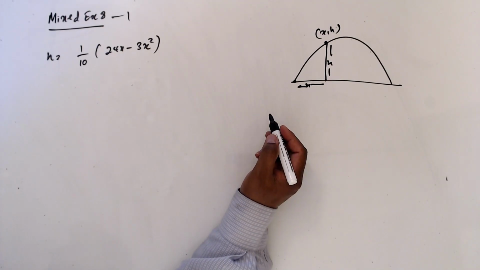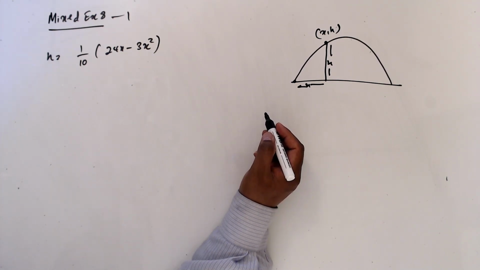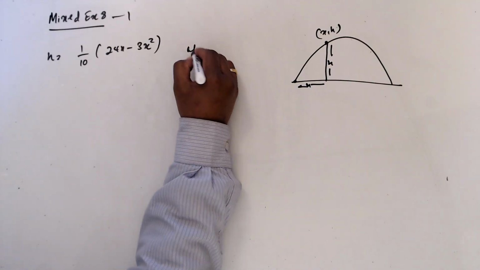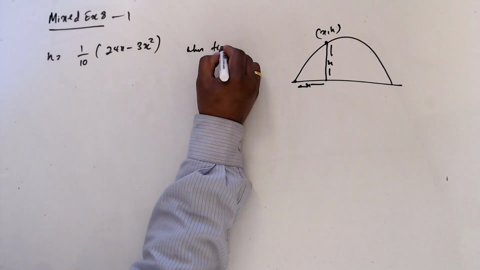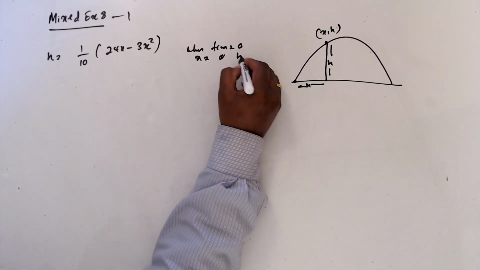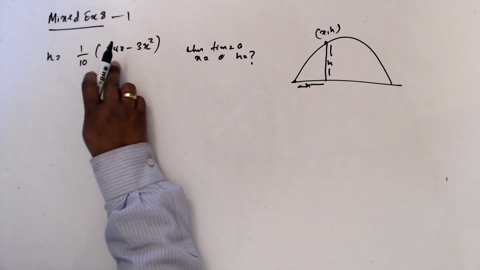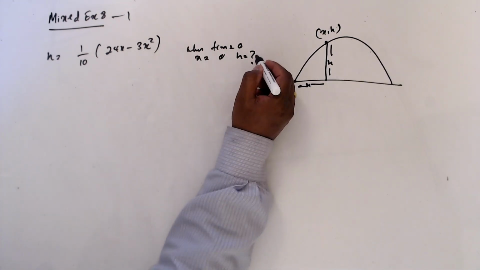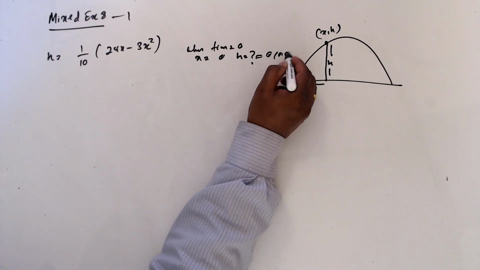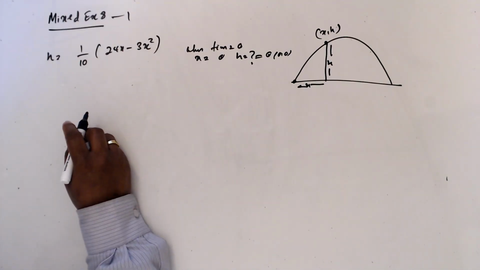Question A: find the vertical height of the ball when it is a horizontal distance of 2 meters from where it was hit. Just as a test, when time is 0, x should be 0. Then what is the h value? h is 0. So the starting point is 0, 0, just to get an idea. Sometimes it may not be, so I double check.